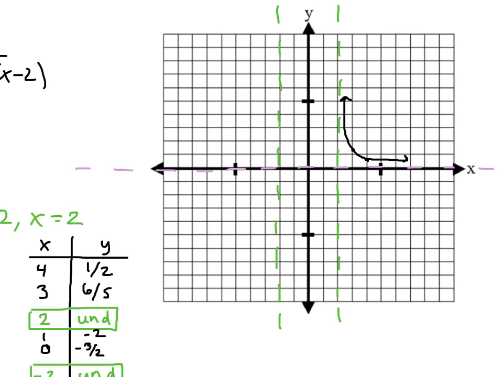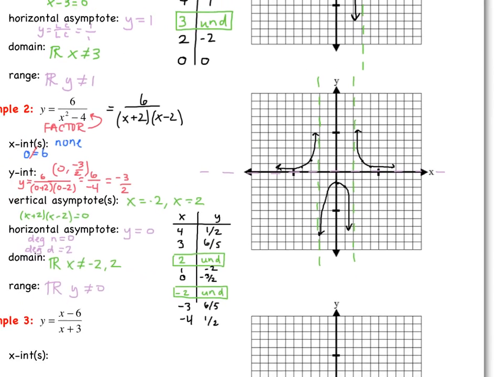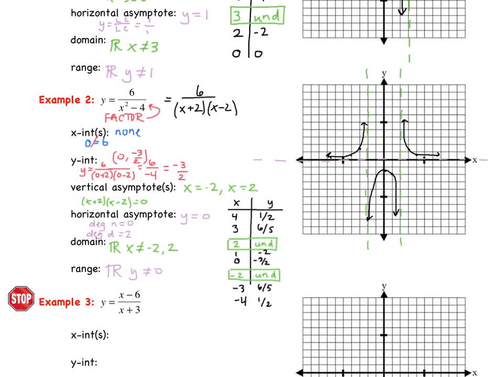Our middle branch, we have (1, -2). We have (0, -3/2), so that's about there. And I'm just going to be contained within the middle here. Our asymptotes keep us in that area. And then finally, we have the ordered pairs (-3, 6/5), and then (-4, 1/2), and we can go ahead and draw in our branch. So this one was definitely a trickier one, only because we had multiple vertical asymptotes here.